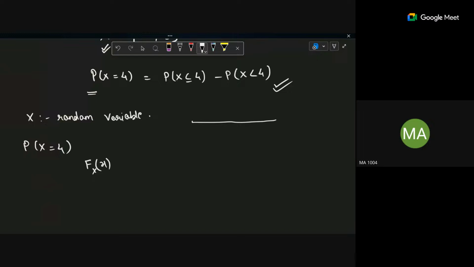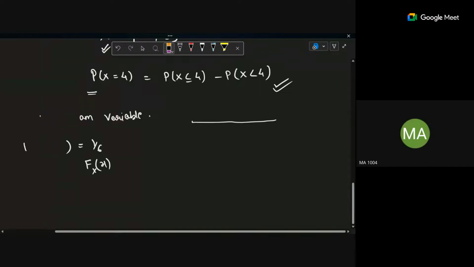But let's say behind the scenes you come to know that this experiment was nothing but the throwing of a die. At that time, what will be your probability? Will you claim it as 0? No, right? At that time you will say it might be 1 by 6. So it matters what the context is.